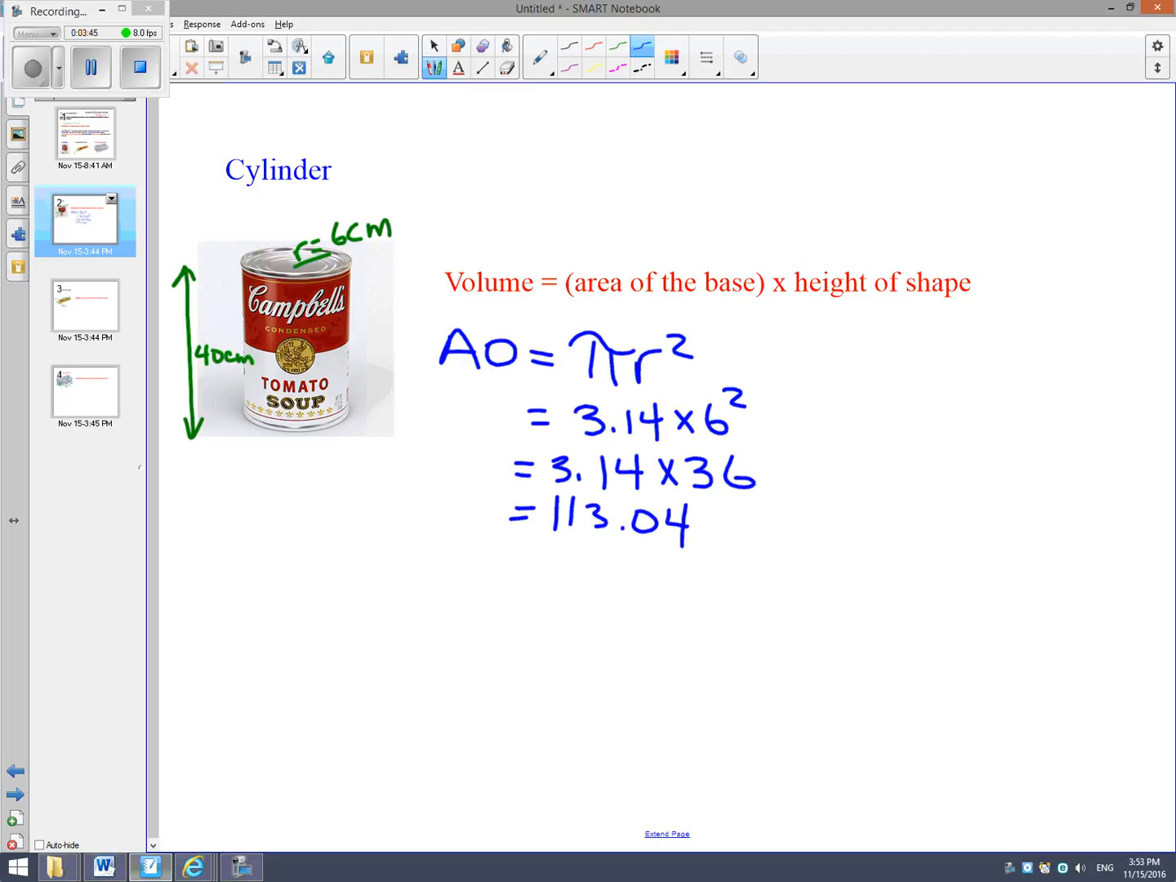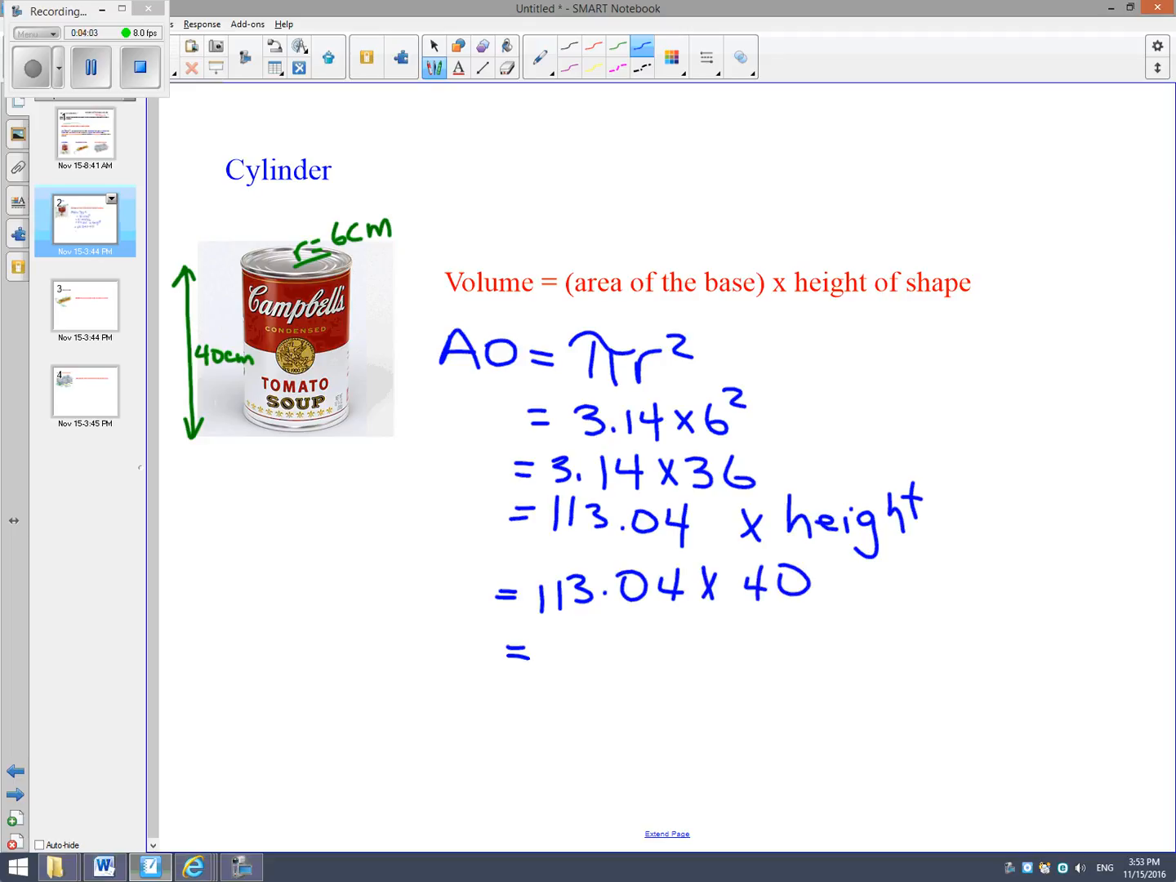And that brings me out to 113.04. Now that's just the area of the base. Now I have to multiply it by the height. And that height, if I look at my diagram, is 40. So this will be 113.04 times 40.